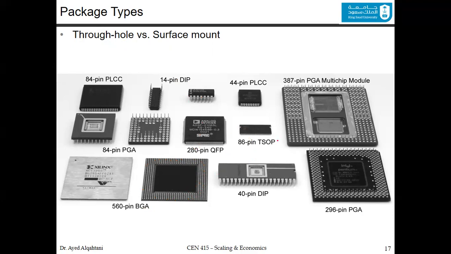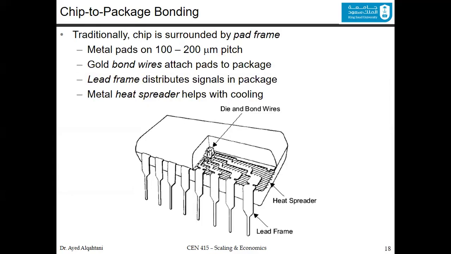So the packages have different packaging types. These are some of the names. This is called PLCC. This is called DIP. This is called the PGA, the QFP, and so on. The chip to package bond.